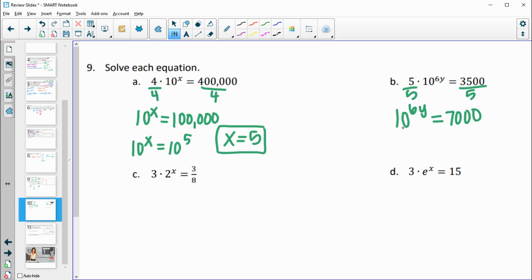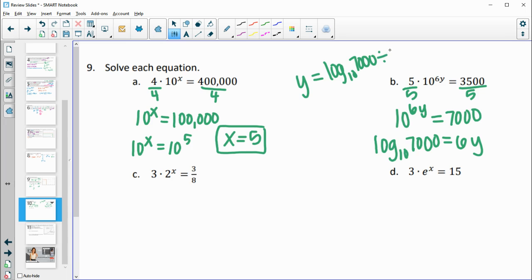So now we're going to have to do a logarithm. So we've got this base 10. So we want to say log base 10 of 7,000 is equal to this exponent. So then we would just divide by 6 here. So we'd have y equals whatever log base 10 of 7,000 is, divided by 6.